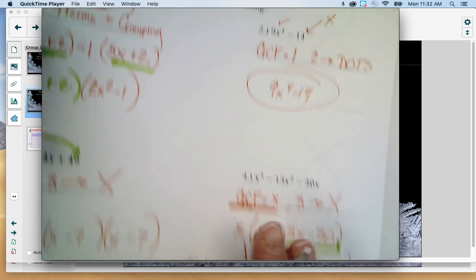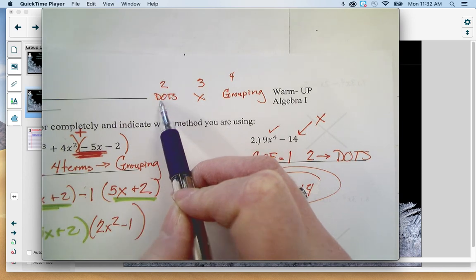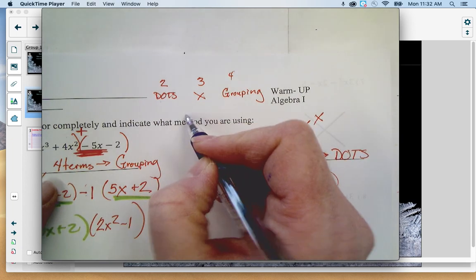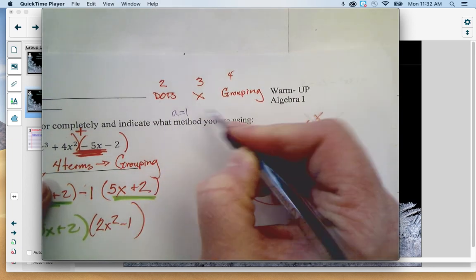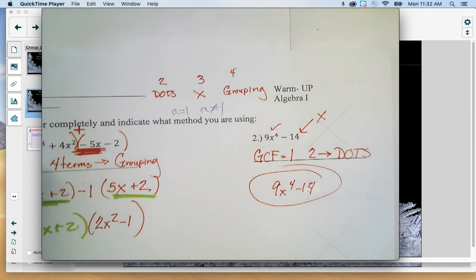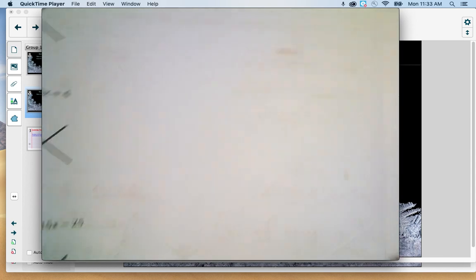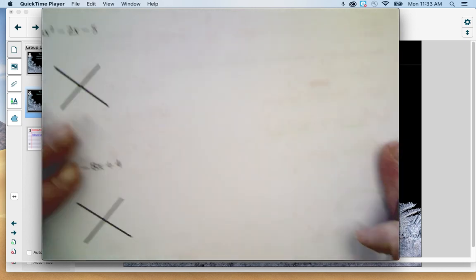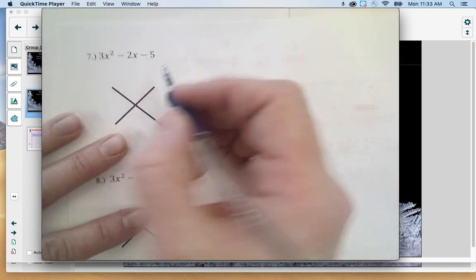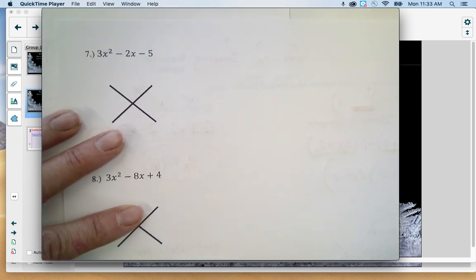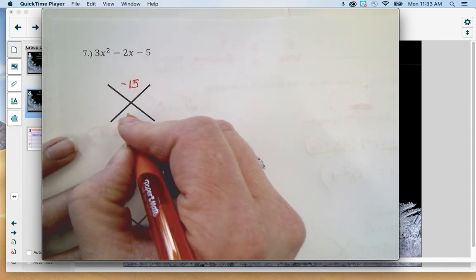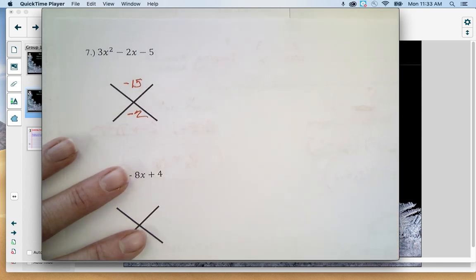So come up to the top. Remember how we said 2 terms we do dots? 4 terms we do grouping? 3 terms, we're still going to draw the X, but now it depends. Does A equal 1 or does A not equal 1? Flip it over to the back of me. All right. What would go on the top of our X? What would you multiply? 15. Careful, not 15, but negative 15. Good. Thanks, Connor. What would go on the bottom? Negative 2. What two numbers multiply to give you negative 15 and add to give you negative 2?